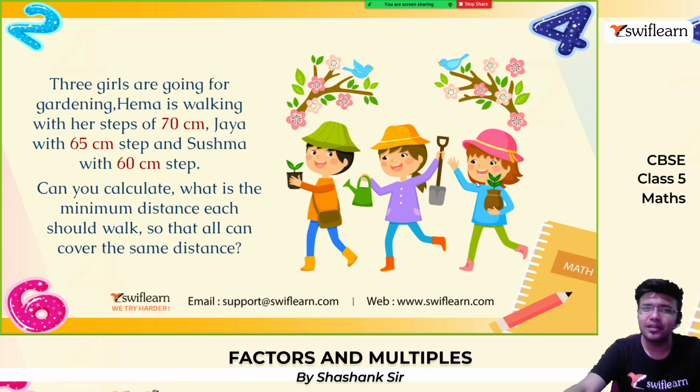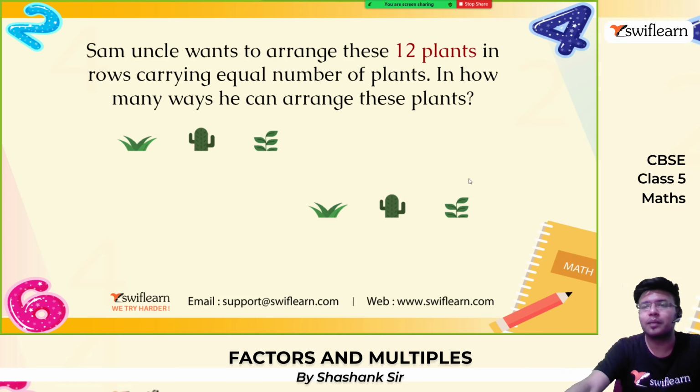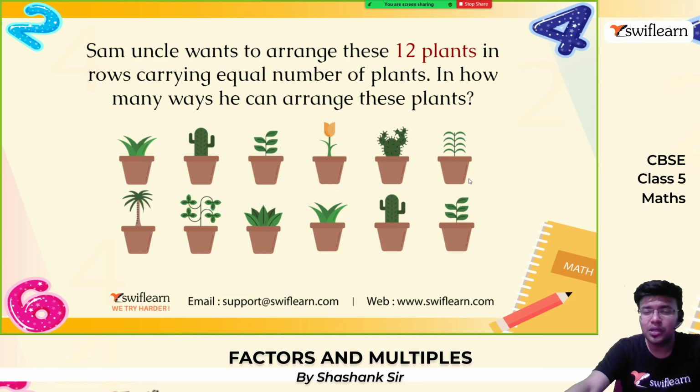Suppose there are three girls going for gardening. Hima is walking with her steps of 70 centimeter. Jaya is walking with 65 centimeter steps, and Shushma is walking with 60 centimeter steps. Can you calculate what is the minimum distance each should walk so that all can cover the same distance? So this is one example, which will help us to learn what are factors and multiples.